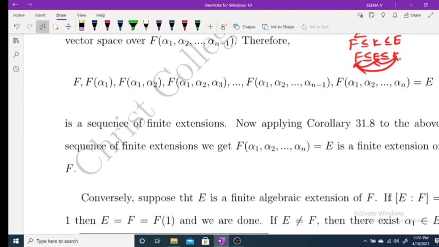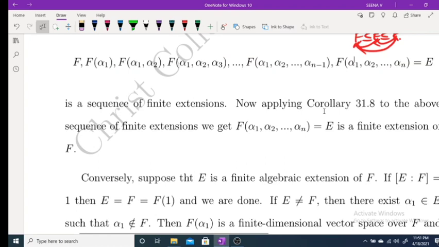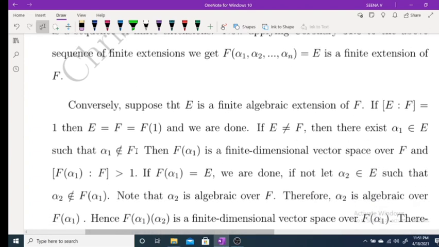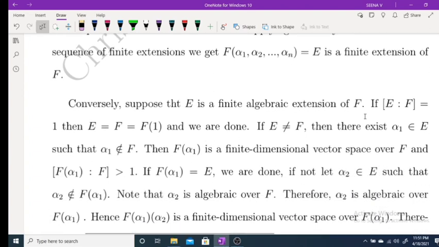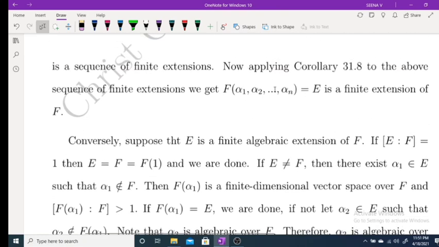Apply this result, we get E is a finite extension of F. Conversely, suppose that E is a finite algebraic extension of F, and we have to prove that E can be written like this, F(alpha_1, alpha_2, ..., alpha_n) for some alpha_i.